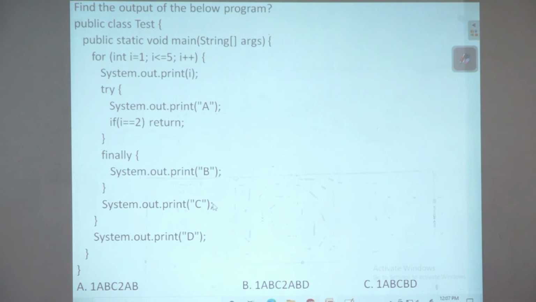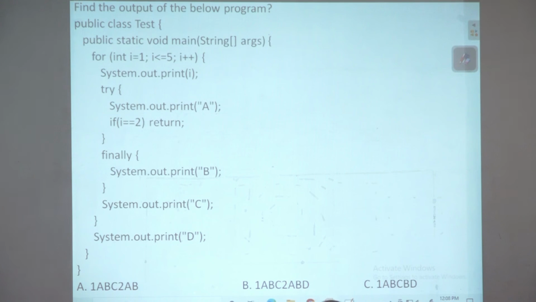Then again I will become 2. So when I becomes 2, I will get A again. So 1 A, B, C, 2. Then try block A again. So I have 1 A, B, C, 2 A. At 2A, I equal to 2, return. So it will return. Now the question which they want to test you on is, will finally execute or not?